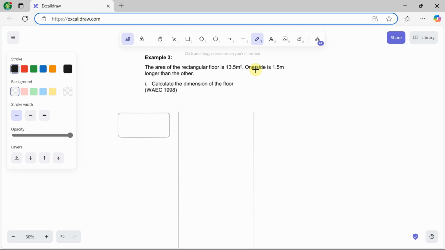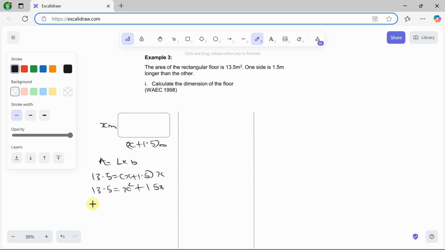So one side is 1.5 longer than the other, so if this side is x, this side is x plus 1.5 meters. This is x meters. So the area of a rectangle is the length times the breadth. The area is 13.5. The length is x plus 1.5 and the breadth is x. So let's open up this bracket. That will be 13.5 is equal to x squared plus 1.5x.